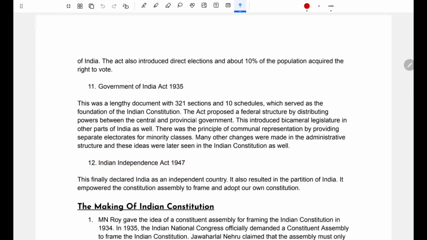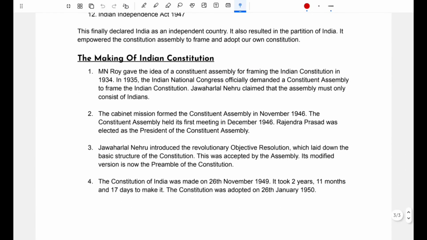And lastly came the Indian Independence Act 1947. India was finally declared as an independent country. It also resulted in the partition of India, and finally the Constituent Assembly got the power to frame and adopt our own constitution.